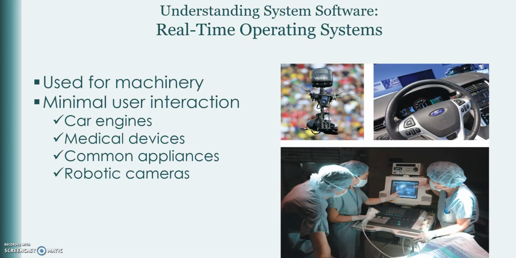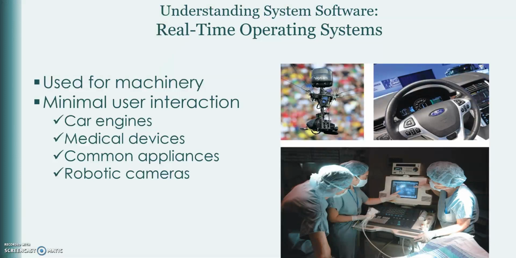Machinery that performs a repetitive series of specific tasks in an exact amount of time requires a real-time operating system, or an RTOS. Real-time operating systems require really minimal user interaction. This type of operating system is a program with a specific purpose, and it has to guarantee certain response times for these particular computing tasks that it's doing.